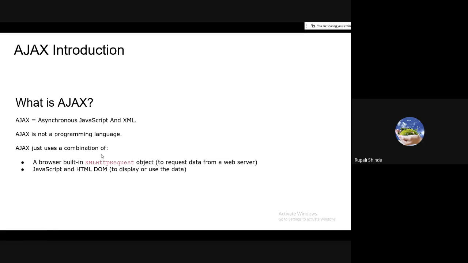Ajax just uses a combination of a browser built-in XMLHttpRequest object to request data from a web server, and JavaScript and HTML DOM to display or use the data. Actually, Ajax is used to access web server content with the help of JavaScript and XML. XML is nothing but the extensible markup language.